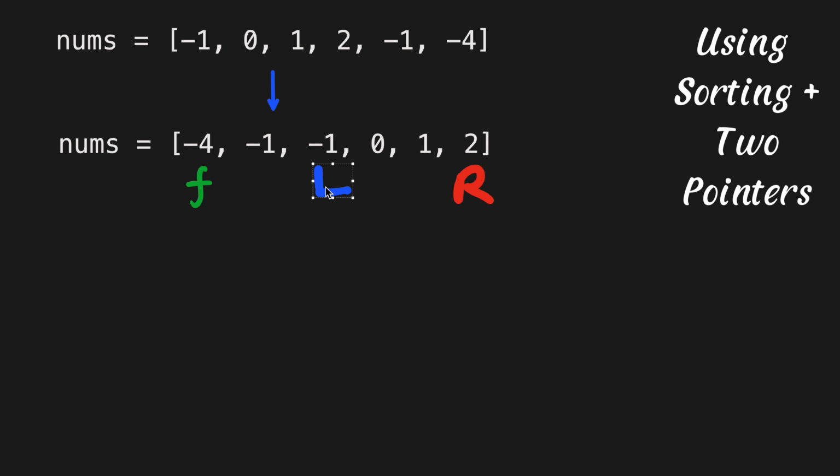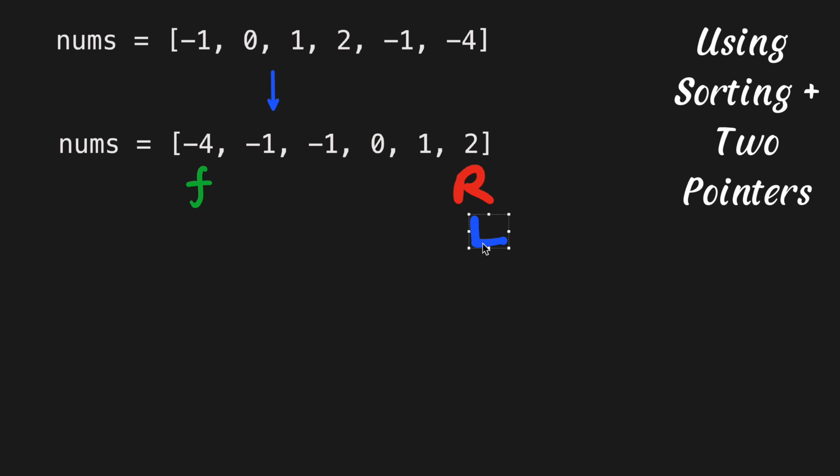Since the sum is less than 0, we can increment the left pointer to increase the sum. And now we check the sum of the triplets, which is equal to -3, which is less than 0. So we move the left pointer again. And now the sum of these triplets will be equal to -2, which is still less than 0. So we increment the left pointer again. And now the sum at these indices becomes -1, which is still less than 0. So we again increment the left pointer.